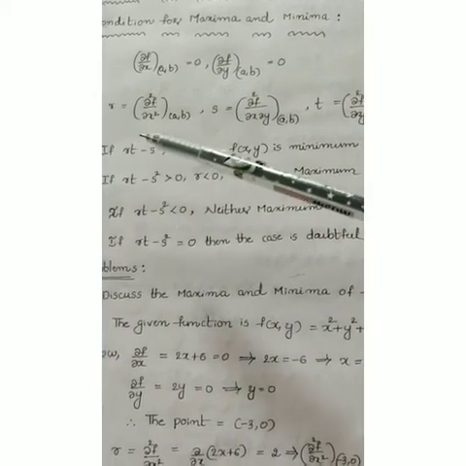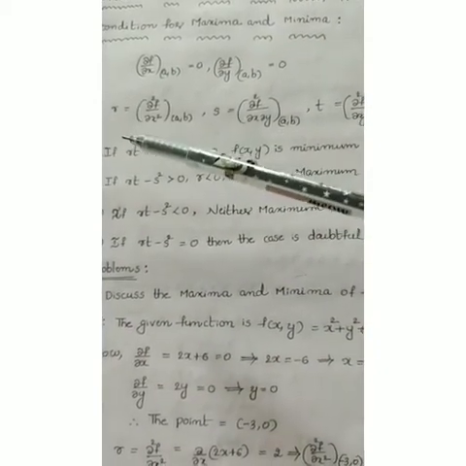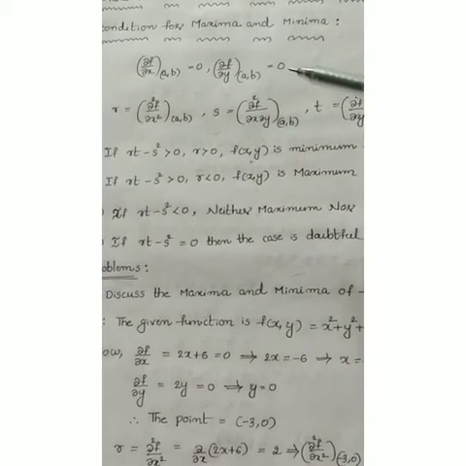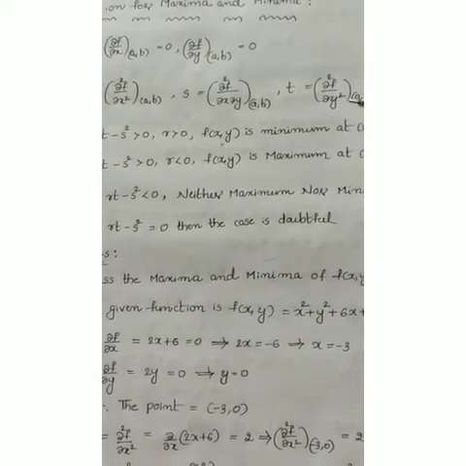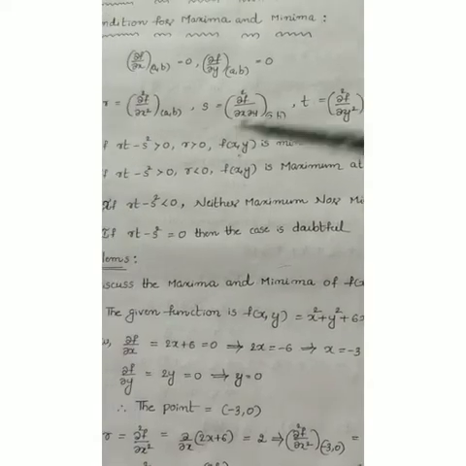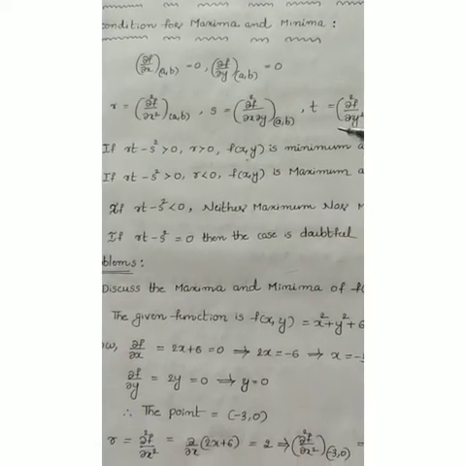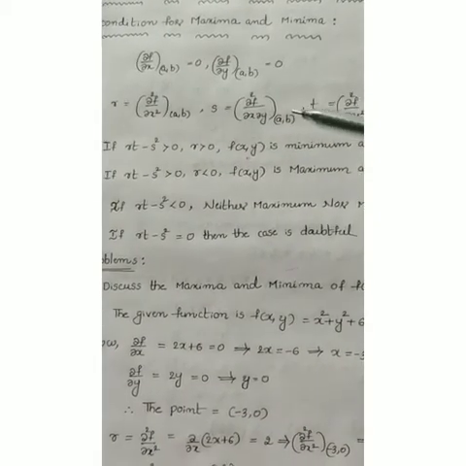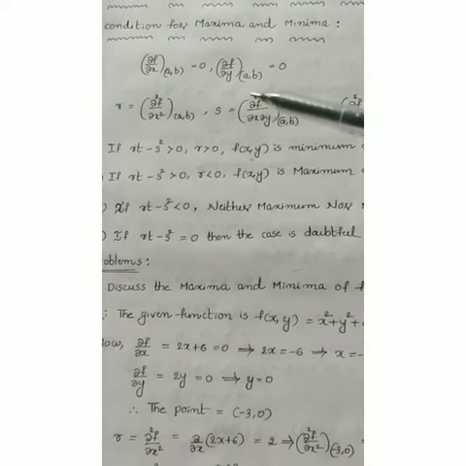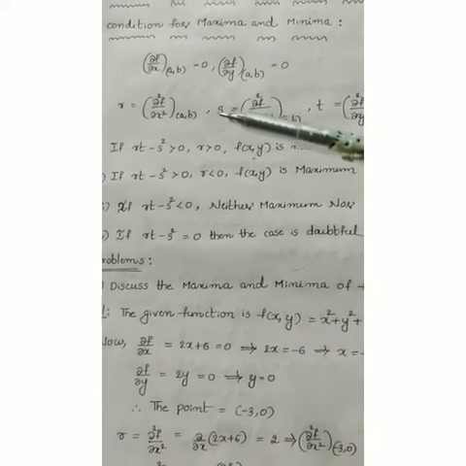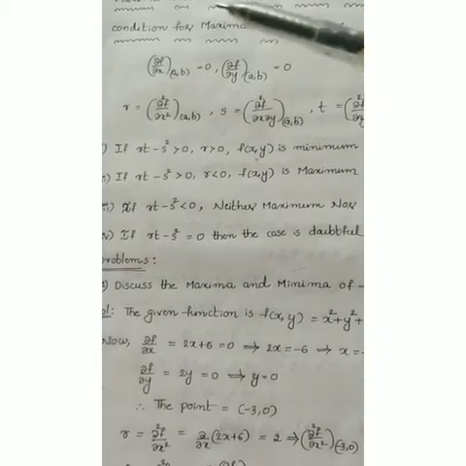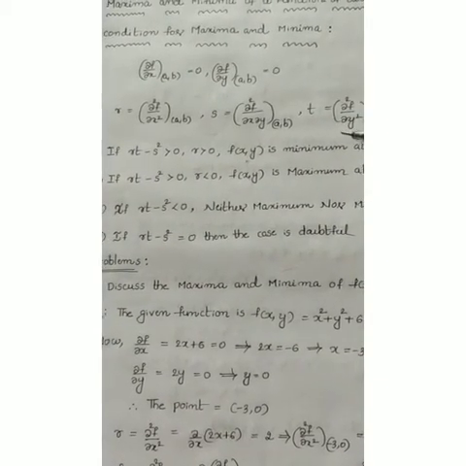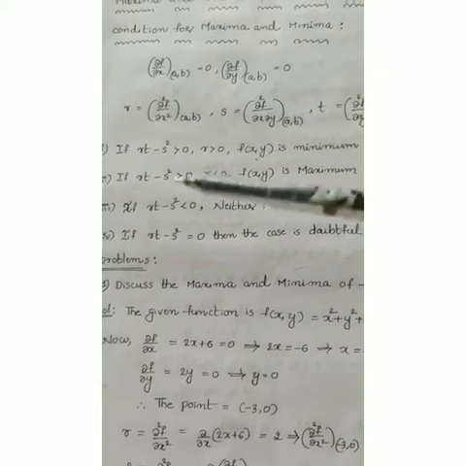And here the second order partial derivatives are small r equal to dou square f by dou x square of a comma b, s equal to dou square f by dou x dou y of a comma b, t equal to dou square f by dou y square of a comma b. These are denoted by small r, small s, small t. So for finding the maximum and minimum values, we have to find the values of dou f by dou x, dou f by dou y, and dou square f by dou x square, dou square f by dou x dou y, and dou square f by dou y square, at the point.